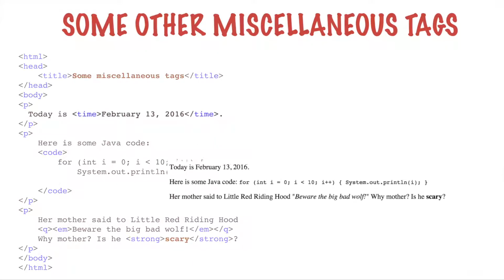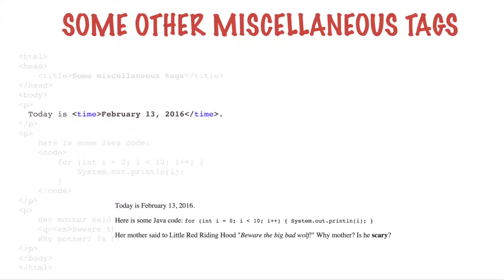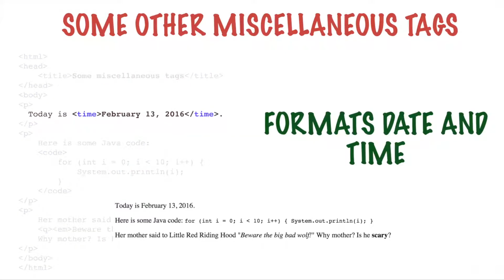For instance, you may never have heard of or even realized that there are tags in HTML corresponding to times and dates. These are named the time and the date tag. It's not like anything changes when you wrap something inside a pair of time or date tags, but it does let the browser know that what it's seeing now on screen or what it's rendering is a time.